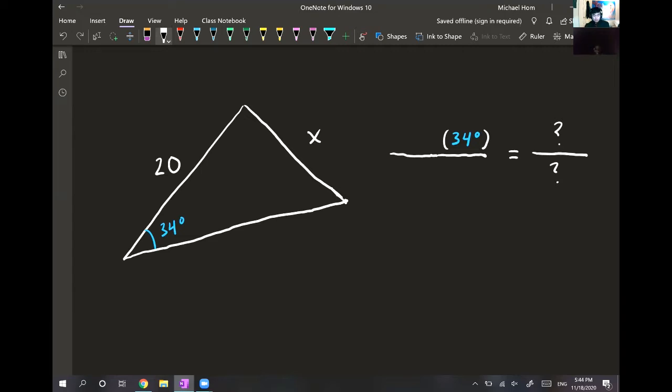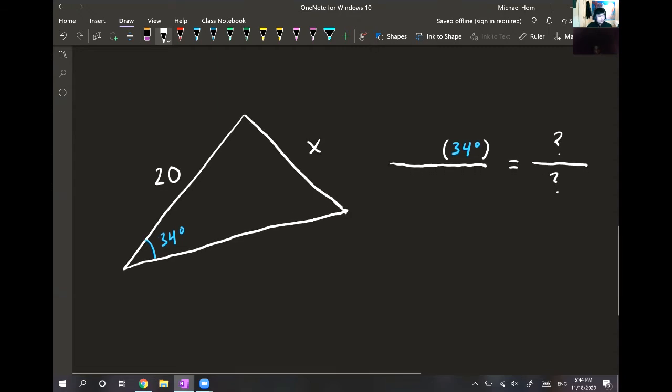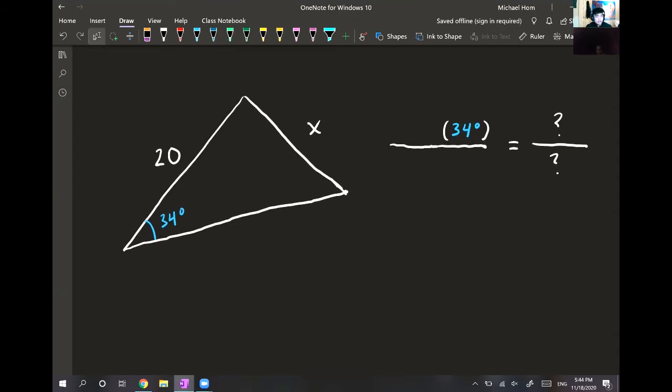All right, so we are looking at problem number 1 from our exit ticket. Our setup is the following. We have a triangle. We have a side of 20, a missing side of x, and this angle 34 degrees. We are trying to solve for x. So, Quentin, what is the first step? What do we have to do?